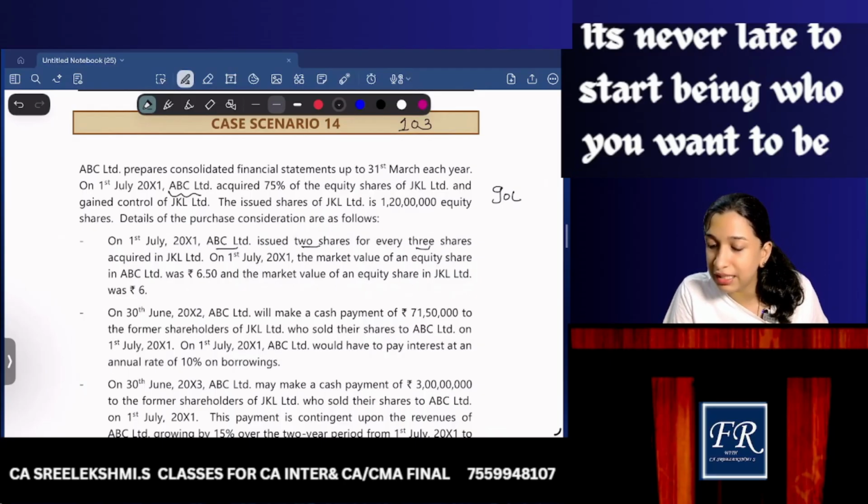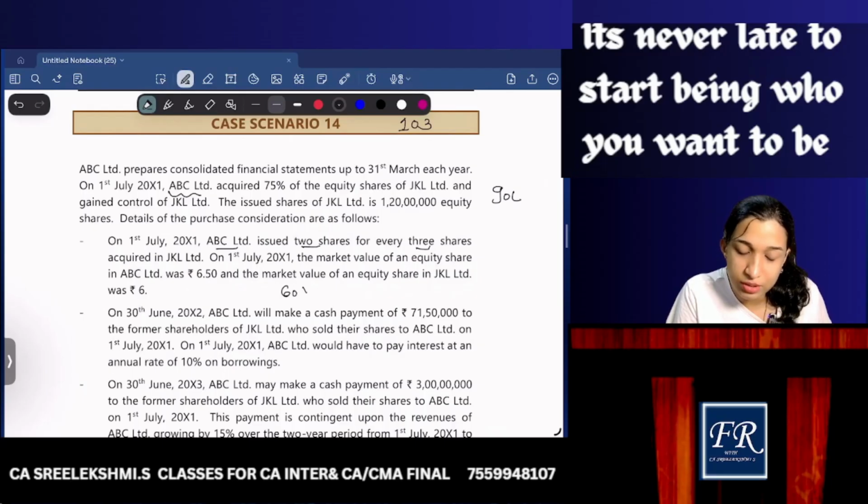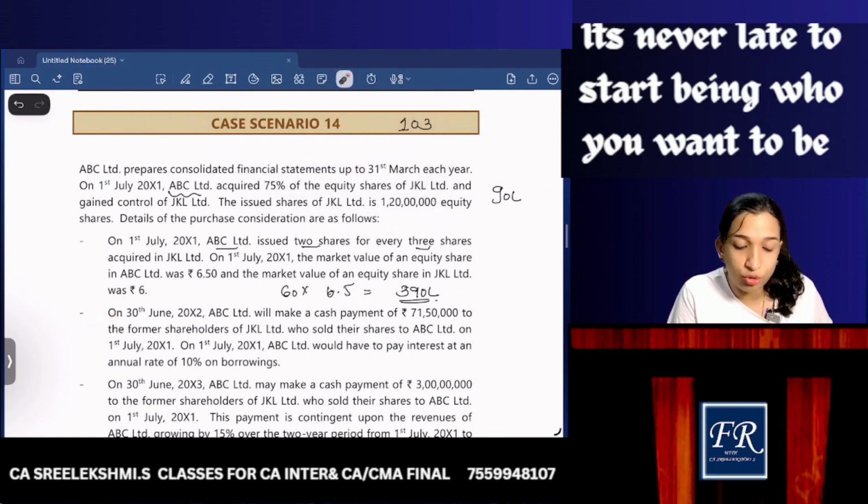So here ABC issued 2 shares for 3 shares held. So 90 into 2 by 3, 60 into 6.5, 390 lakhs will be given as purchase consideration. On 30th June 2012, that is 1 year later, ABC will make a cash payment of 71,50,000 to former shareholders who sold their shares to ABC on 1st July.